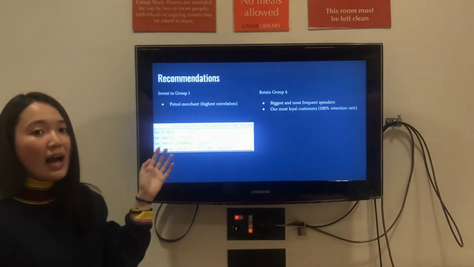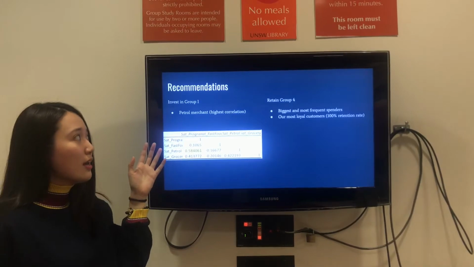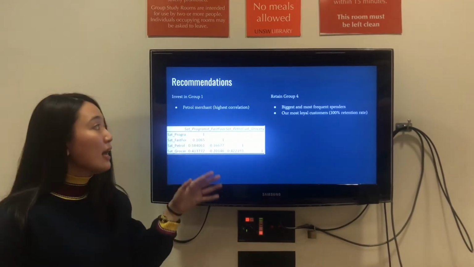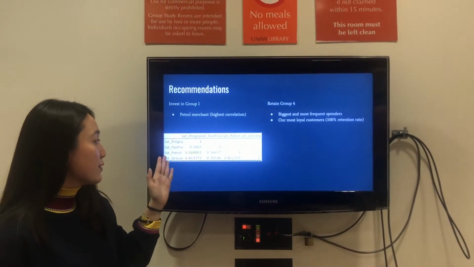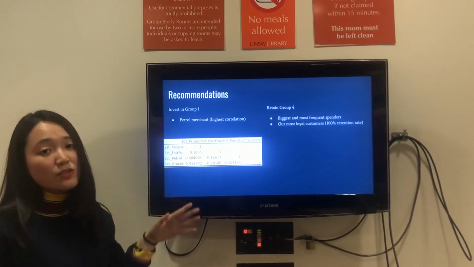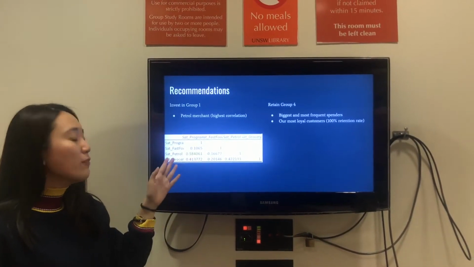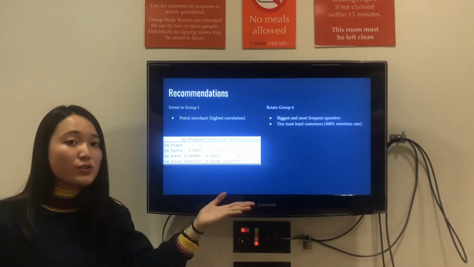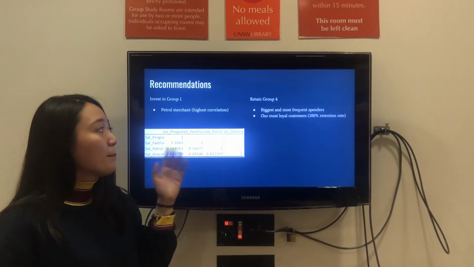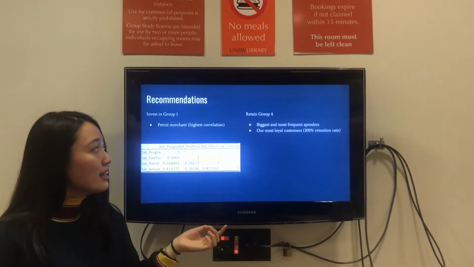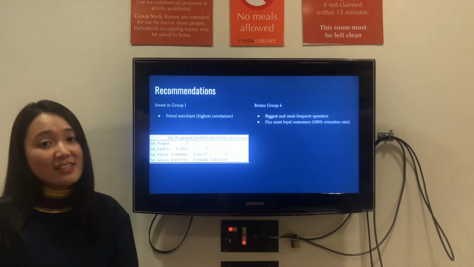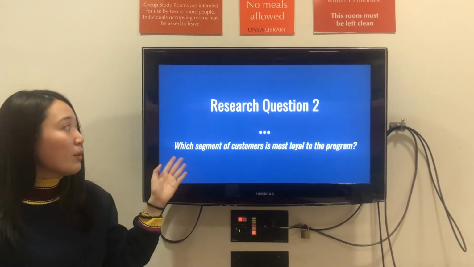So about our recommendation, first, if we choose one segment to invest in, we think we may invest in group 1, because when we checked the correlation between the satisfaction in the petrol with the satisfaction of the program, we see that the satisfaction in the petrol has a high correlation with the program. So if we invest in the petrol, it might influence the satisfaction of the program. The second recommendation is to retain group 4, because they are the biggest and the most frequent spender. And secondly, they are the most loyal customers, because our retention rate is 100%. And yeah, next we move to research question 2.